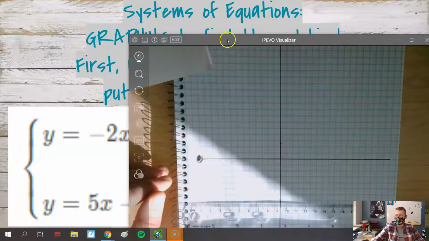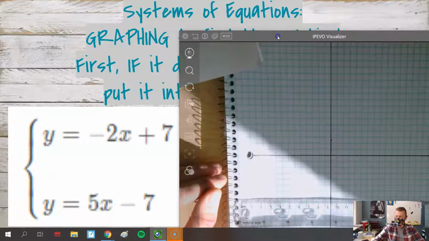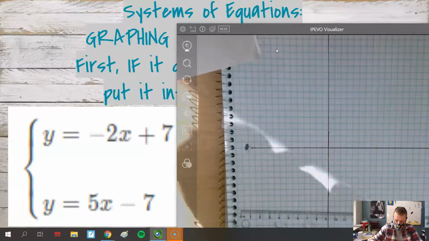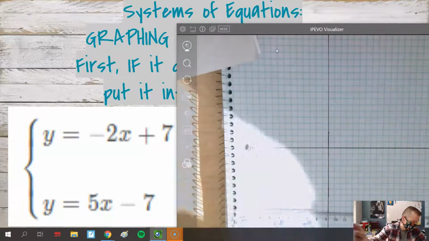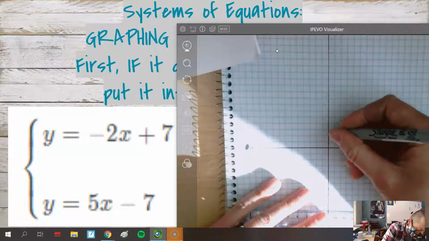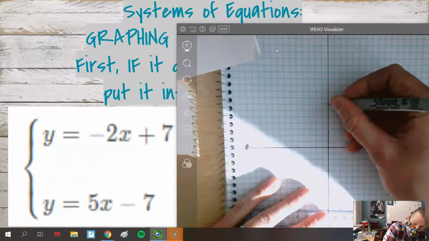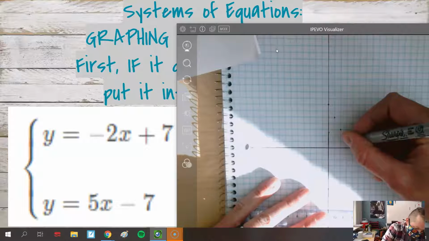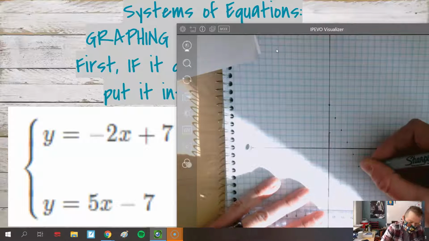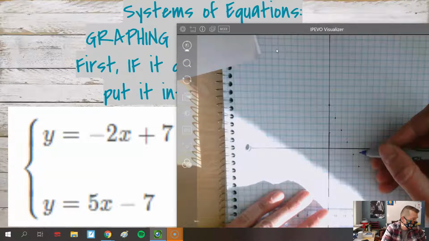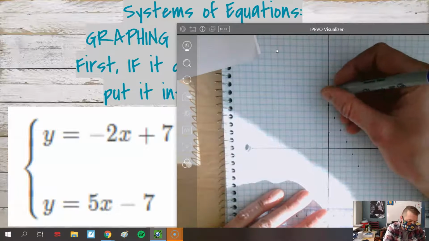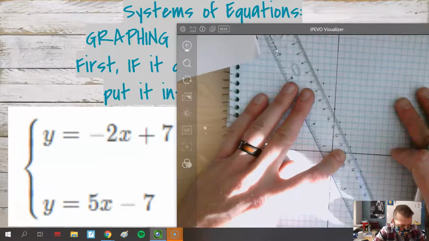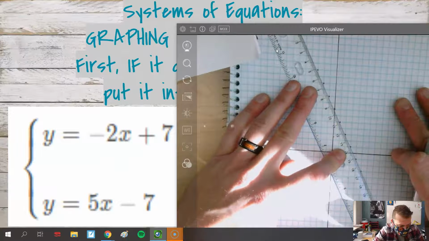For my top equation there, what's my y-intercept and what's my slope? Yep, so let's say my first equation, we'll make purple. So y-intercept is 7. 1, 2, 3, 4, 5, 6, 7. Slope is negative 2, down 2 over 1, down 2 over 1, down 2 over 1. Can I only go down 2 to the right 1? We can go up 2 left 1, up 2 left 1, up 2 left 1. And once we have a few, use your ruler and connect them.